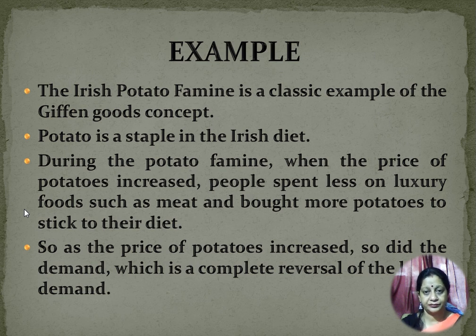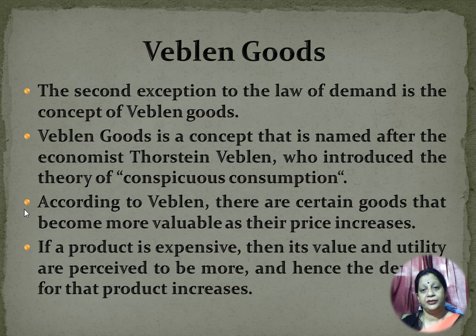Veblen Goods. The second exception to the law of demand is the concept of Veblen Goods. Veblen Goods is a concept named after the economist Thorstein Veblen, who introduced the theory of conspicuous consumption. According to Veblen, certain goods become more valuable as their price increases. If a product is expensive, then its value and utility are perceived to be more, and hence the demand for that product increases. Veblen goods are goods known only with high prices, for example the diamond.